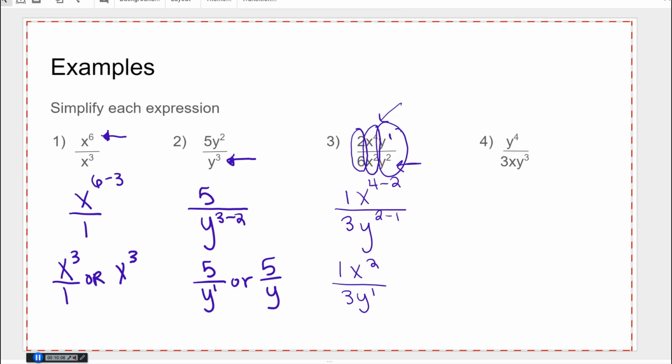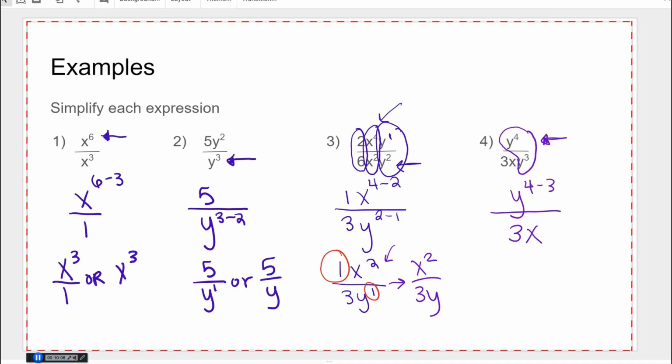Now remember that I don't need to really show this coefficient or that exponent of 1. So my final answer is just going to be x squared over 3y. But this is still right too. It's just you won't see that as an answer choice on a multiple choice or something. Okay, so we'll take a look here. The only thing to combine with are the y's. So the bigger exponent is on top, so the y will stay on the top, 4 minus 3. There's nothing to combine with the 3 and the x, so those stay. So we get y to the 1st over 3x, or just y over 3x.